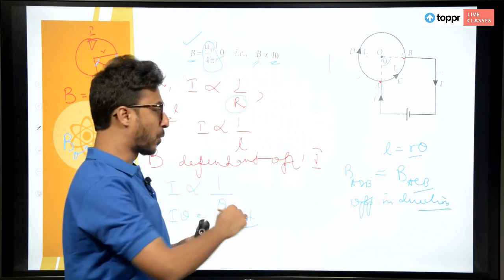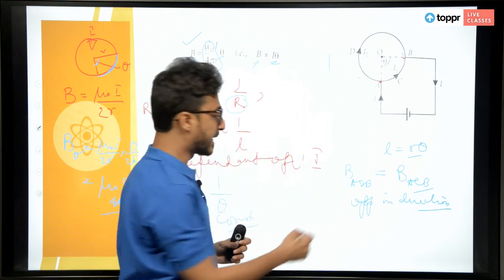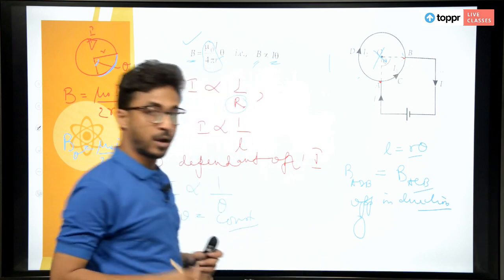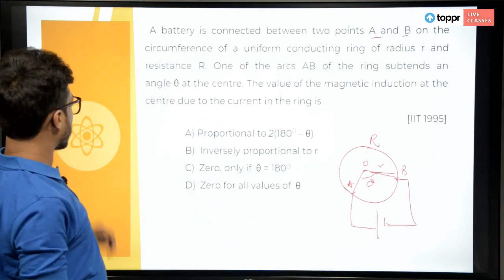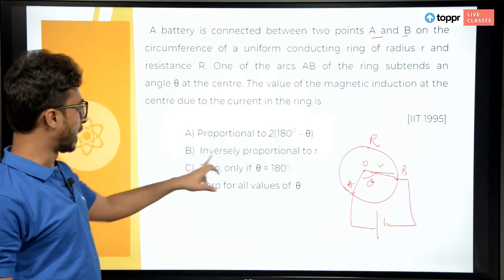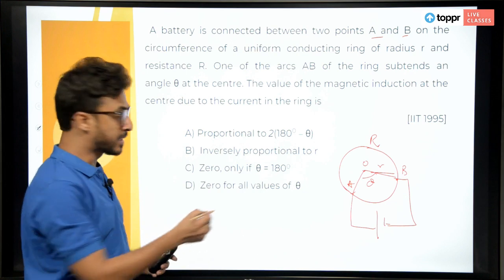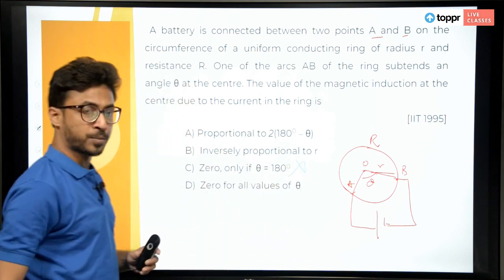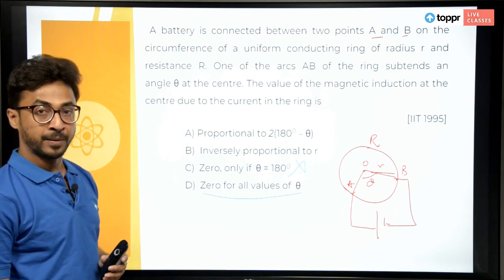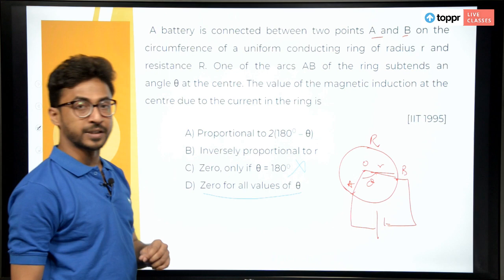If they are equal and opposite in direction, then what will be the net magnetic field? It is 0. They will cancel out. So, let us get back to the options. It will be proportional, no. Inversely proportional, no. It will be 0 only if theta is 180, no, this is also not the option. It's only 0 for all values of theta. Understand? So, the answer will be 0 for all values of theta.